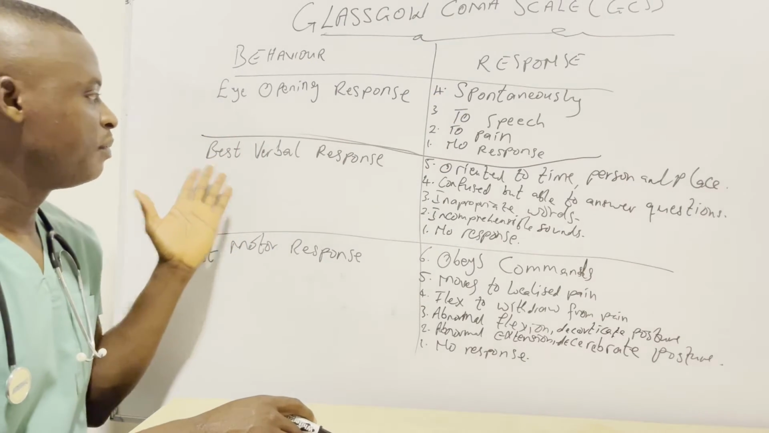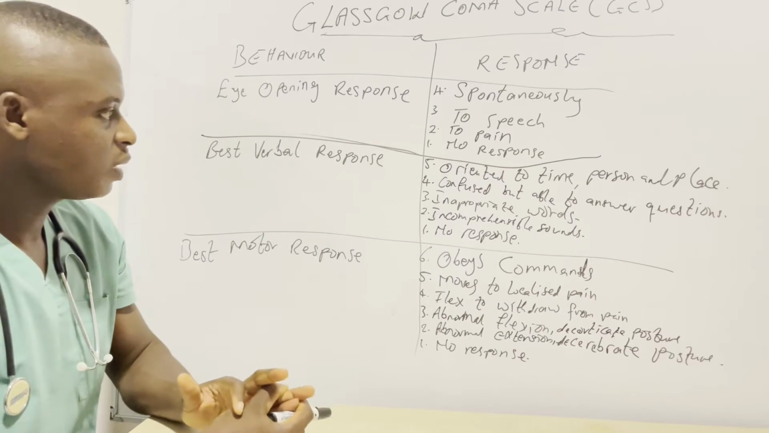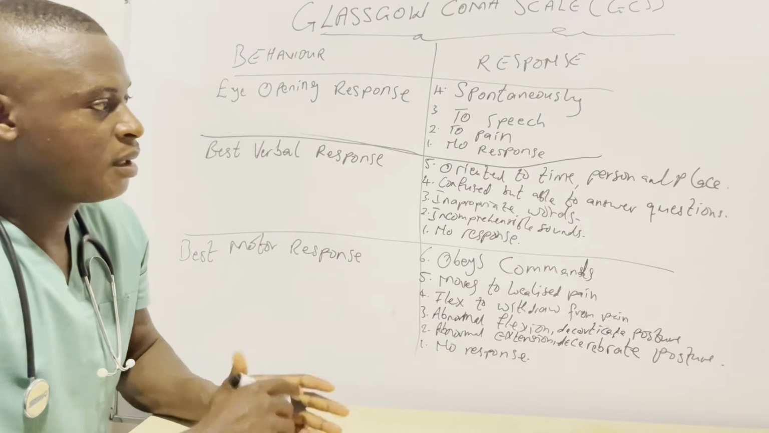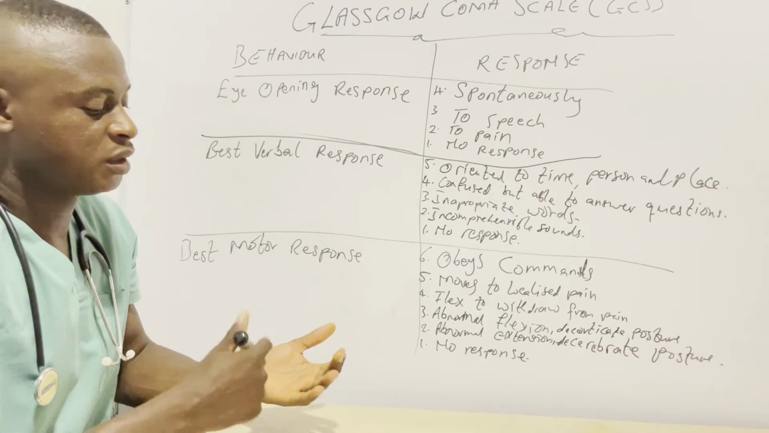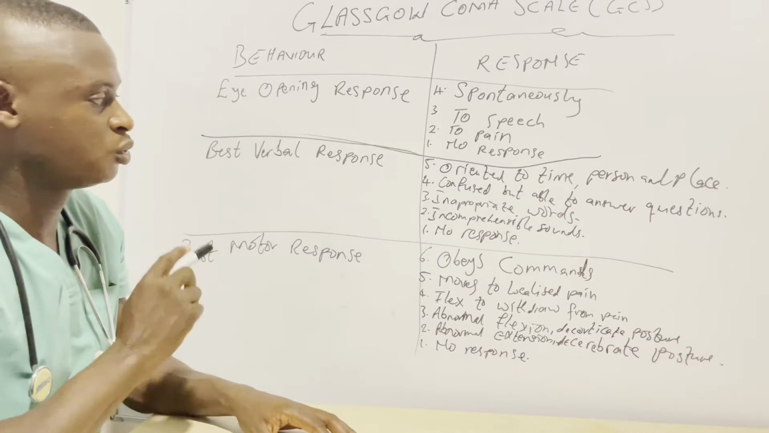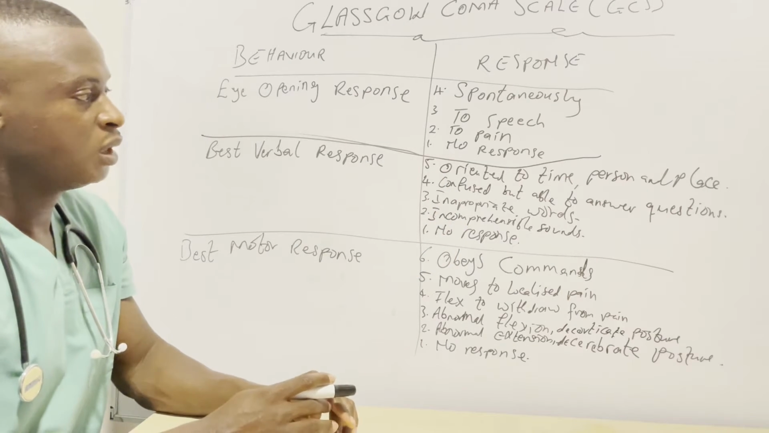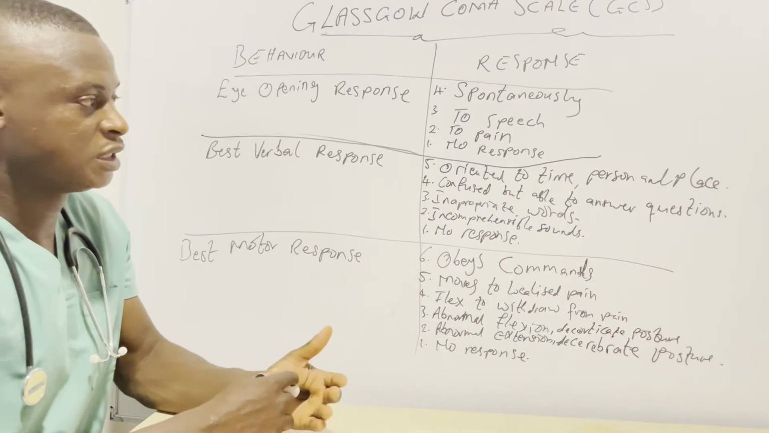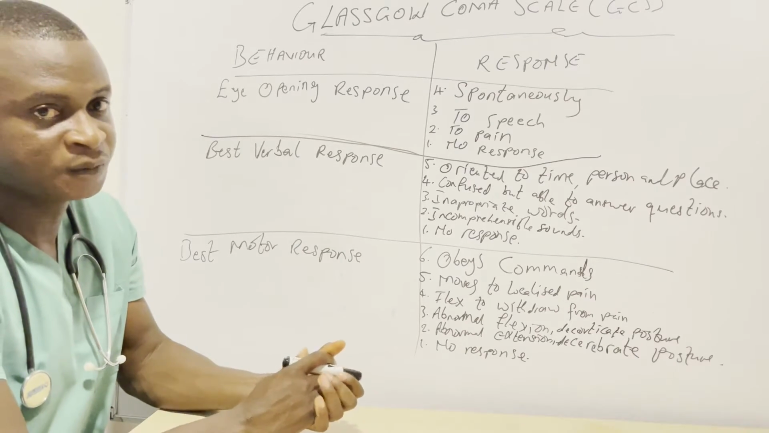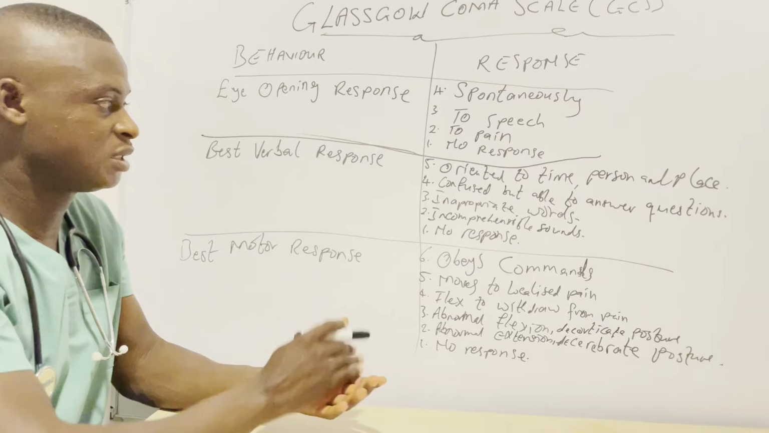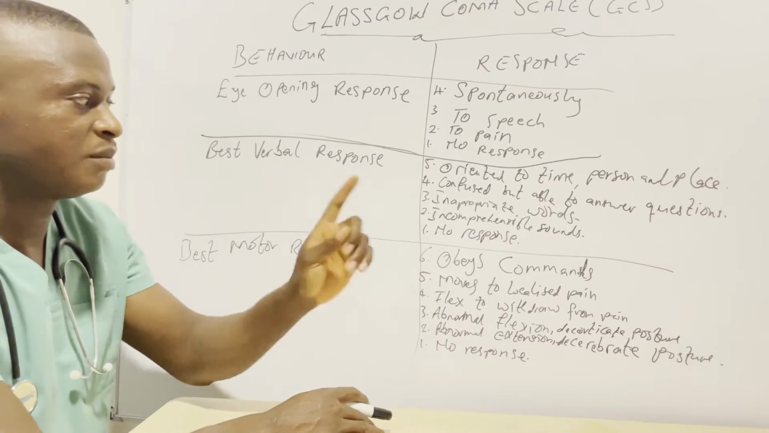All right, so let's look at the best verbal response. When you talk to patients, the patient is oriented to time, person, and place. So the patient is able to tell you the time when you ask, what is the time? The patient is able to tell you that you are the lecturer who has been teaching me, or you are the doctor who is taking care of me. And the patient is able to tell you, okay, I'm in the hospital, or I'm at an accident scene. It means the patient has scored 5. The patient is oriented to time, person, and place.